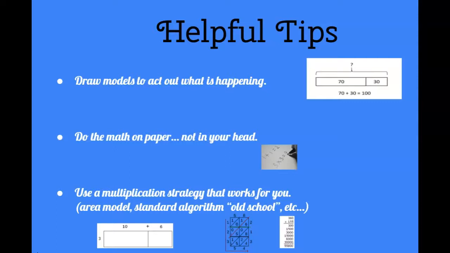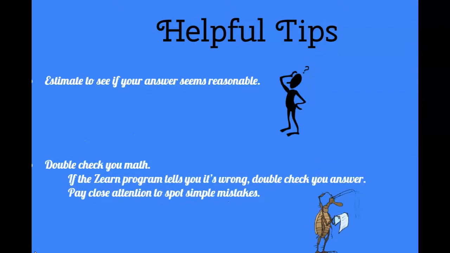your answers. Another tip is to use a multiplication strategy that works for you. We've gone over a couple of different ones, area models and standard algorithms, but you may also know some from 4th grade that you learned, such as the lattice method. Also, estimate to see if your answer seems reasonable. If your answer and your estimate are very far apart from each other, then that tells you there may be a mistake somewhere you should take a look at.